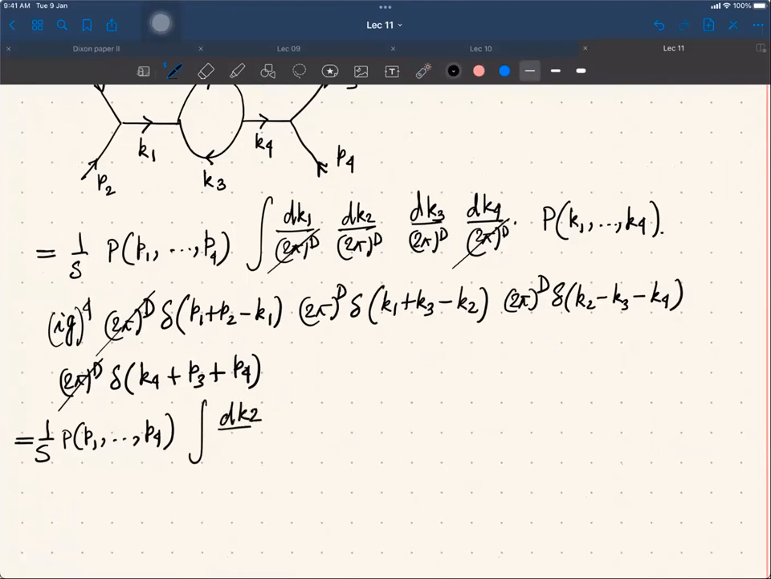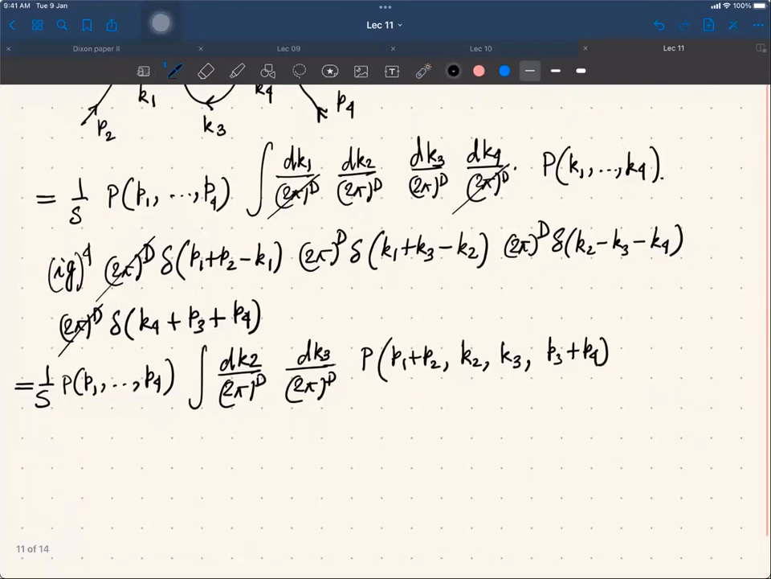I will be left with dk2 over 2 pi to the power d, dk3 over 2 pi to the power d. And then K1 is the same as P1 plus P2. K2 is so far free, K3 is also free, and K4 is minus P3 minus P4 from this delta function. But this function is the same because it's a propagator which is even in P, so P3 plus P4 is also right.